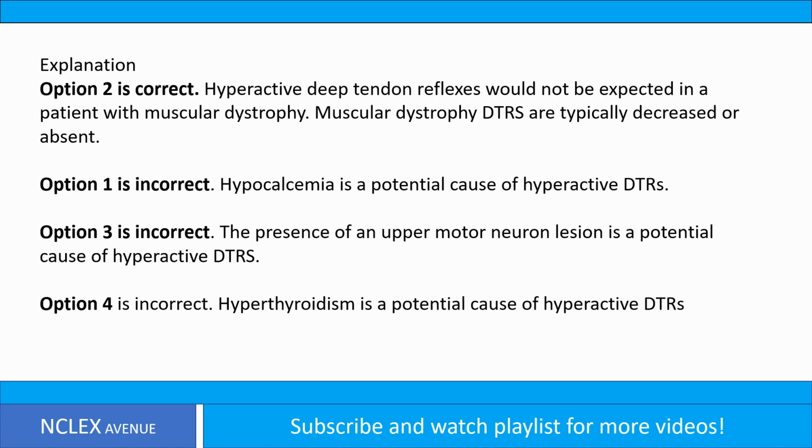Explanation. Hyperactive deep tendon reflexes, DTRs, would not be expected in a patient with muscular dystrophy. In muscular dystrophy, DTRs are typically decreased or absent. Option 1 is incorrect. Hypocalcemia, low calcium level, is a potential cause of hyperactive DTRs. Option 3 is incorrect. The presence of an upper motor neuron lesion is a potential cause of hyperactive DTRs. Option 4 is incorrect. Hyperthyroidism is a potential cause of hyperactive DTRs.